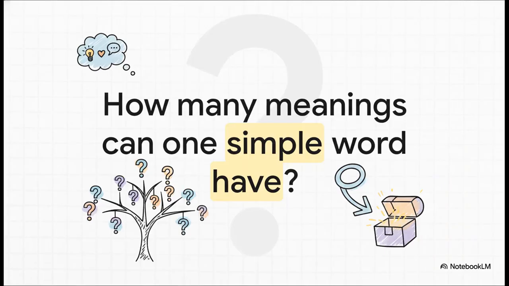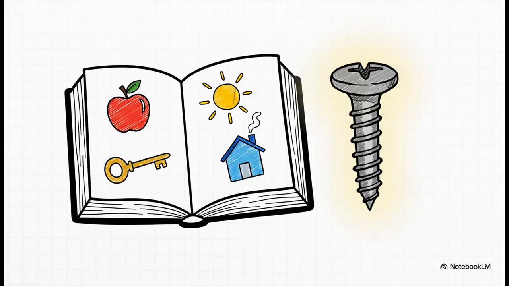So let me ask you this. How many different meanings can one simple word really have? Think about it for a second. Before you answer, you got to hear this. Get this. The word we're exploring today, screw, is actually on the Basic English 850 list. Now, that's a list of the most essential words you need for basic communication. So by definition, it's supposed to be one of the simplest words out there. But, as you're about to see, simple can be pretty deceiving.